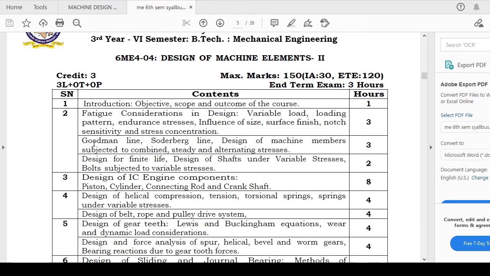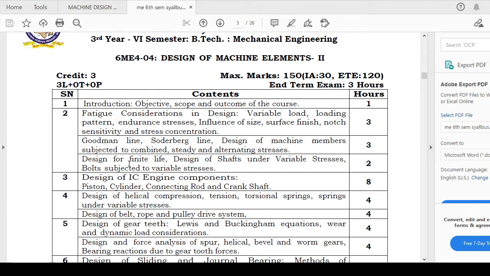stress concentration. You are also going to study alternating load conditions with the help of the Goodman, Soderberg and Gerber's parabola equations, as far as the design of machine elements under combined steady and alternating stresses. This is a major part of unit 2, as far as numericals are concerned, some numericals will also come on the basis of these 3 principles: Goodman line, Soderberg line and Gerber's parabola.